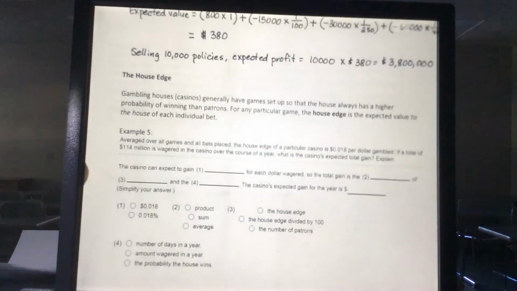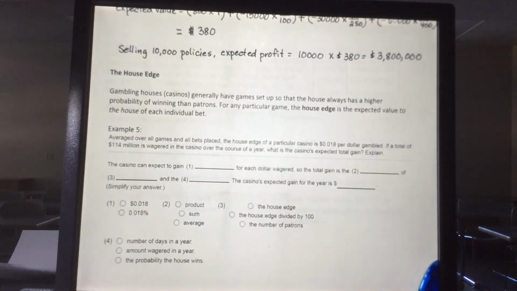Okay, let's talk about house edge. Okay, this is something that's found in gambling houses and casinos. Okay, here gambling houses and casinos generally have games set up so that the house always has a higher probability of winning than patrons. For any particular game, the house edge is the expected value to the house of each individual bet. So like in example 5, average over all games and all bets placed, the house edge of a particular casino is 0.018 per dollar gamble. If a total of $114 million is wagered in the casino over the course of a year, what is the casino's expected total gain? And explain.